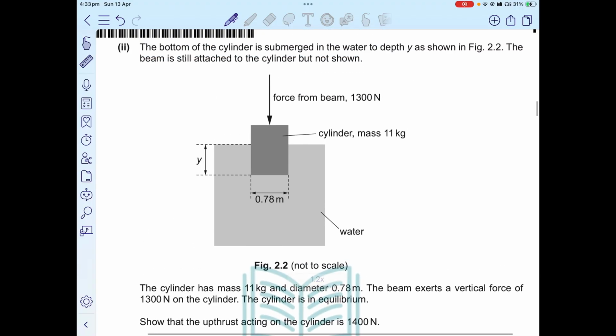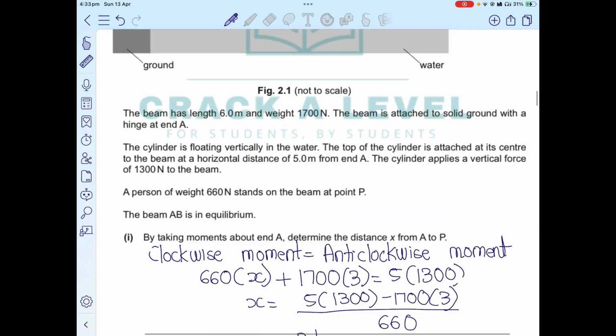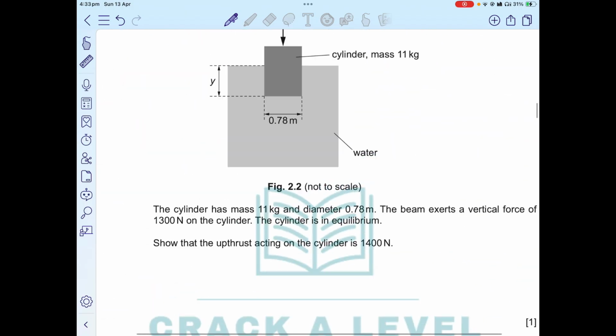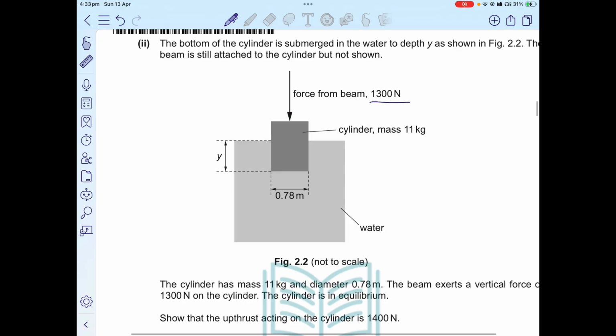Now, what they are essentially saying is that the cylinder is still attached to the beam, but the beam is not shown here. At this point, you have two forces acting on this cylinder. There's a force from the beam acting downwards of 1300 newtons, and this must be the same force because of Newton's third law: the cylinder applied a force of 1300 newtons on the beam, so it's applying the same magnitude of force but in the opposite direction. So that is one force.